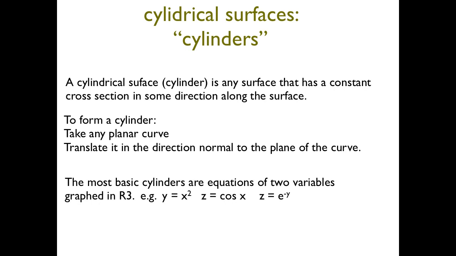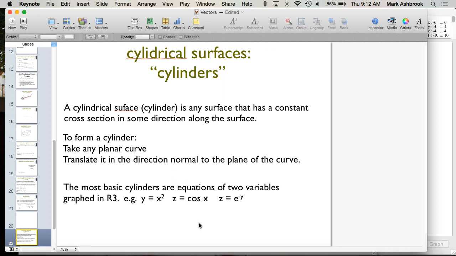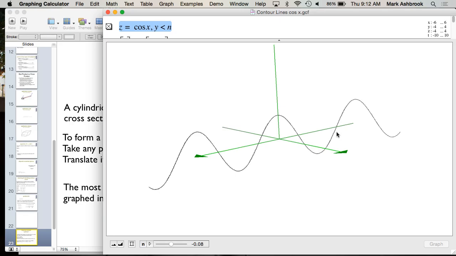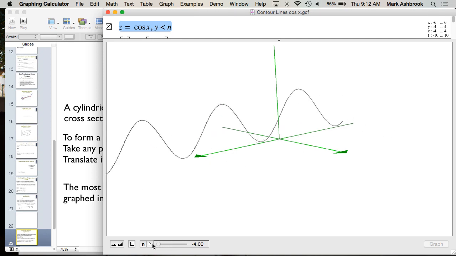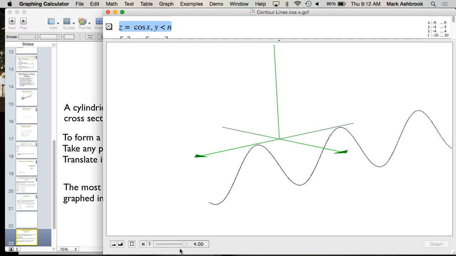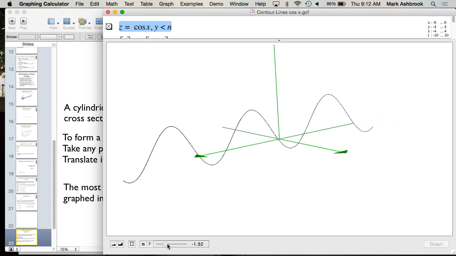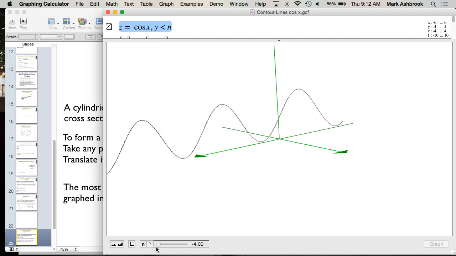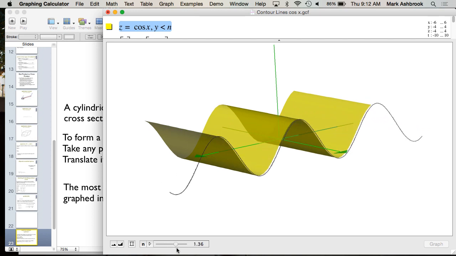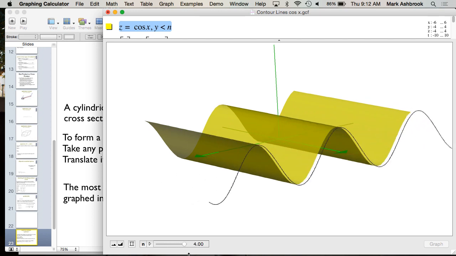So let's watch. Let's take for instance z equals cosine x. Z equals cosine x is this. Do you see how that's z equals cosine x? All right, so what we want to do is think about moving z equals cosine x in the direction orthogonal or normal to its plane, which is the y direction. And when I do that, imagine it sweeping out a surface. See that? Now that yellow surface is a cylinder.